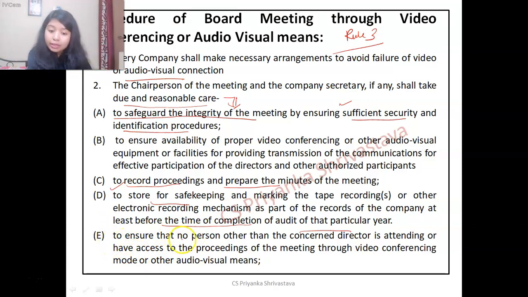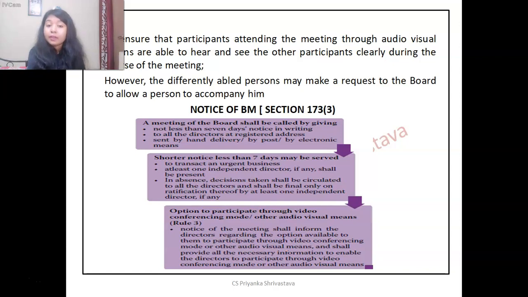And to ensure that no person other than the concerned director is attending or has access to the proceedings of the meeting through video conferencing or audiovisual means. Now this is the stricter rule that only the director is entitled to attend the meeting. No person other than the director can attend the meeting. Okay, so that is to be ensured by the company secretary and by the chairman of the company.